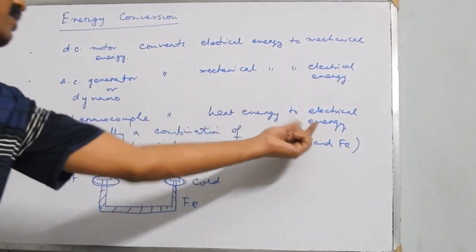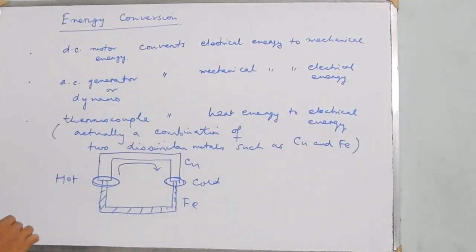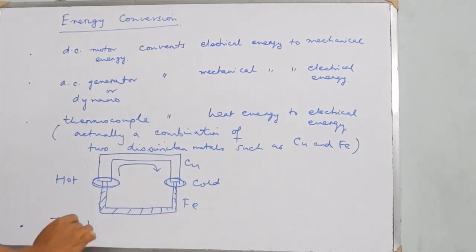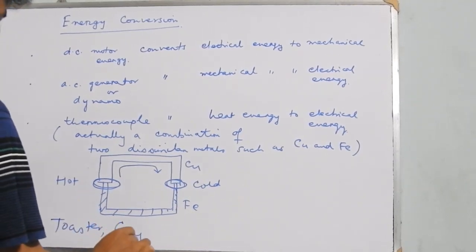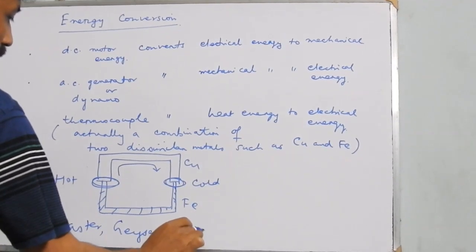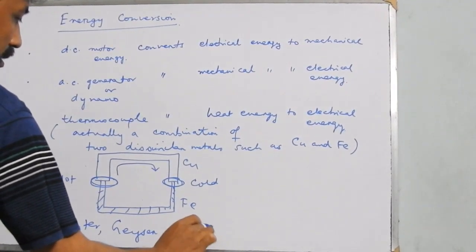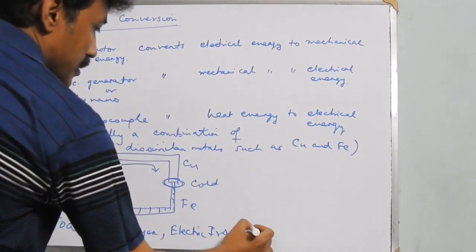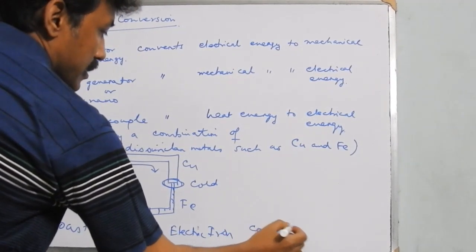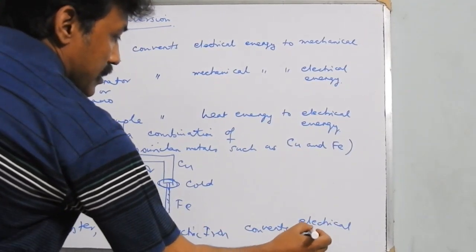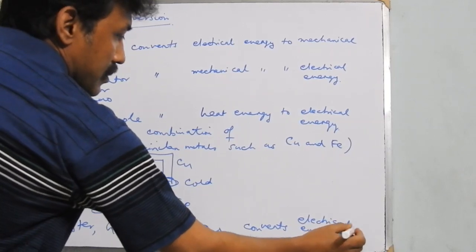You will get several examples where electrical energy is converted to heat energy. For example, a toaster, geyser, electric iron, and many more examples, immersion rod, etc. They all convert electrical energy to heat energy.